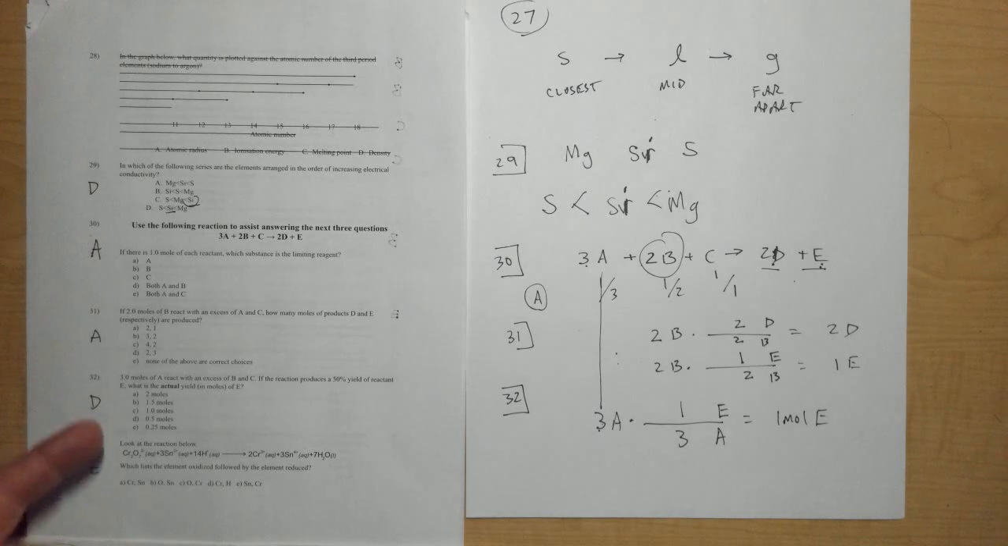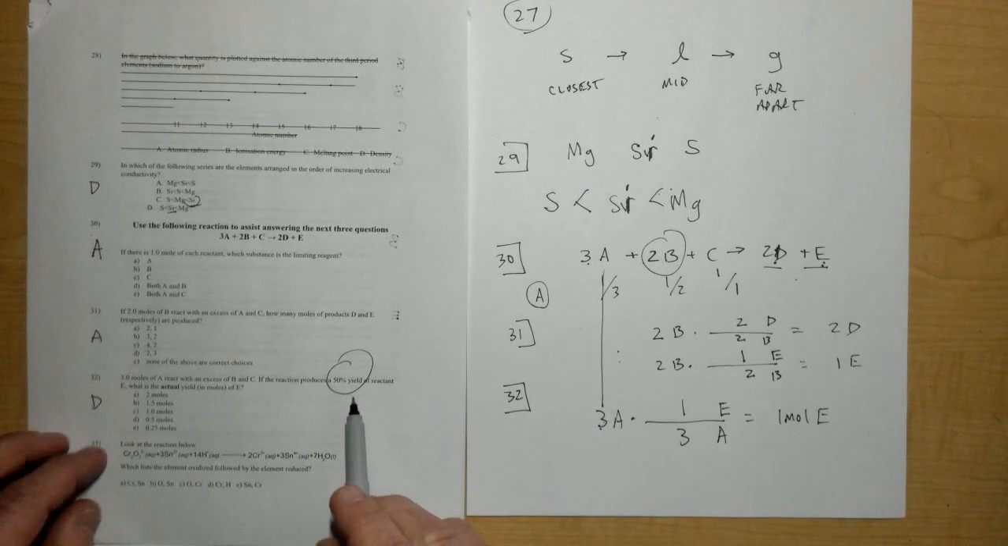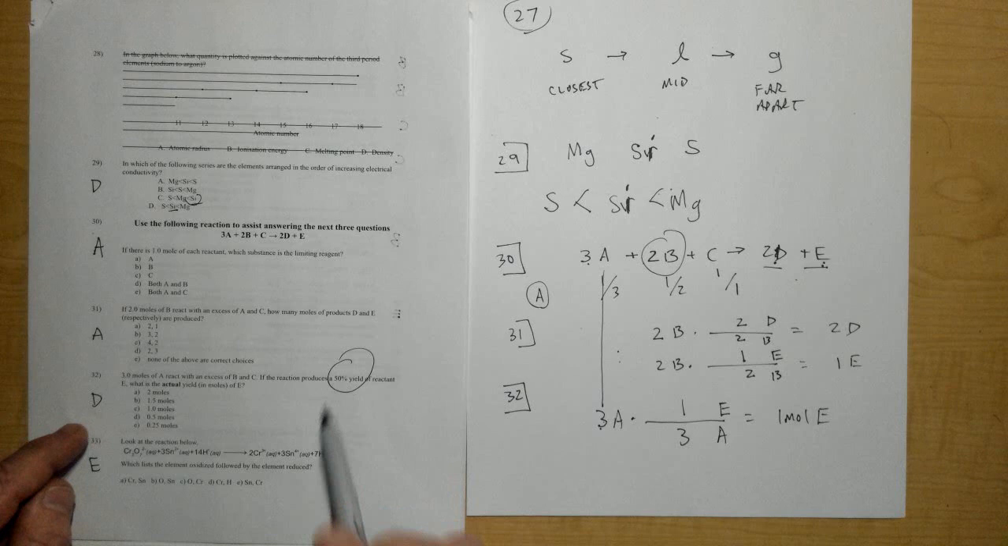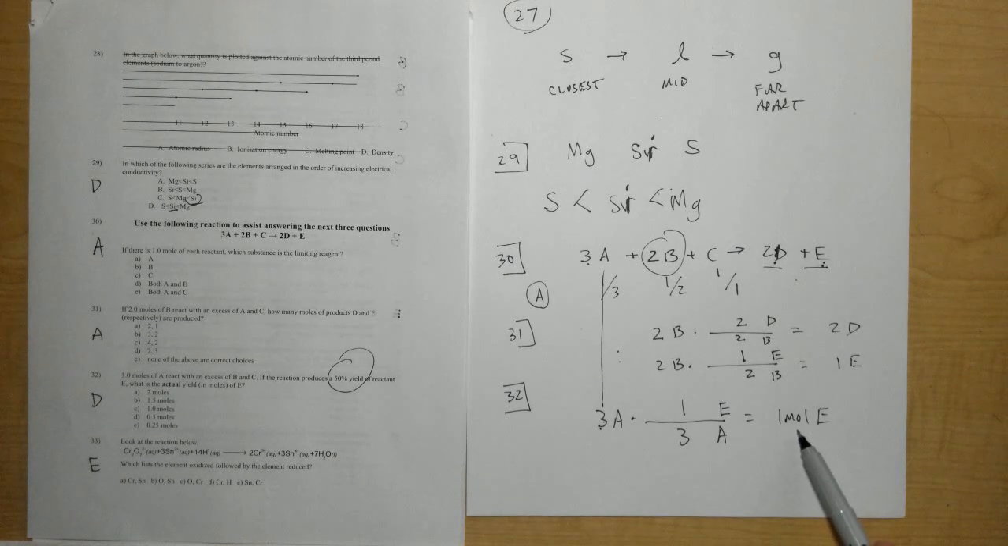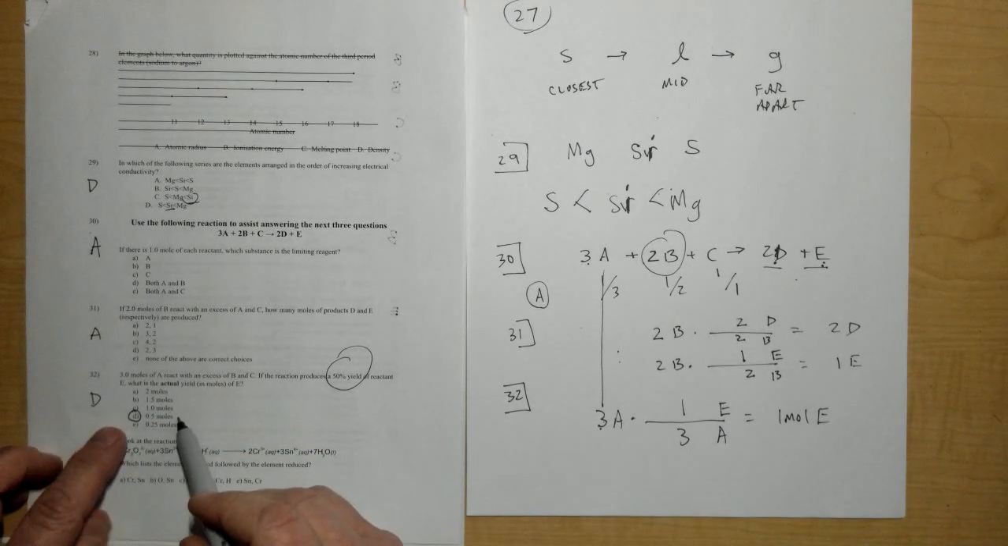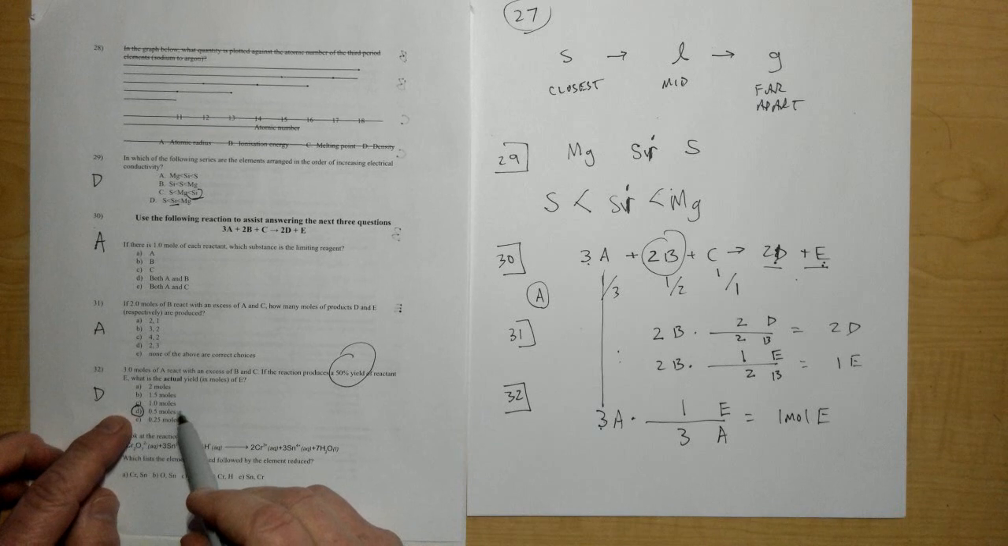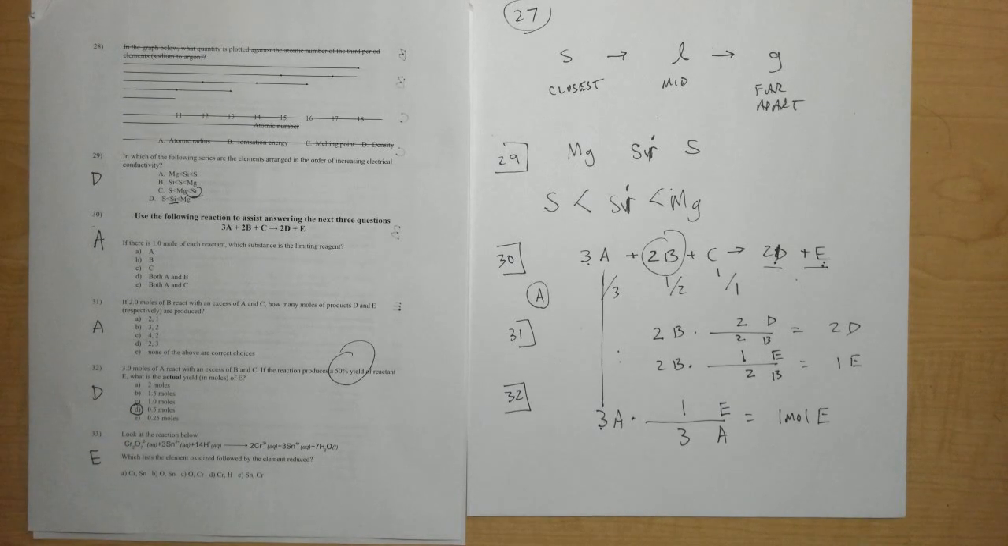Okay? Now it tells me in the problem that it produces a 50% yield. So it really only produces half of what I mathematically predict it should form. So what's half of 1? Well, 0.5. And so that's letter D right here. It will really only produce a 50%, 0.5 mole yield.